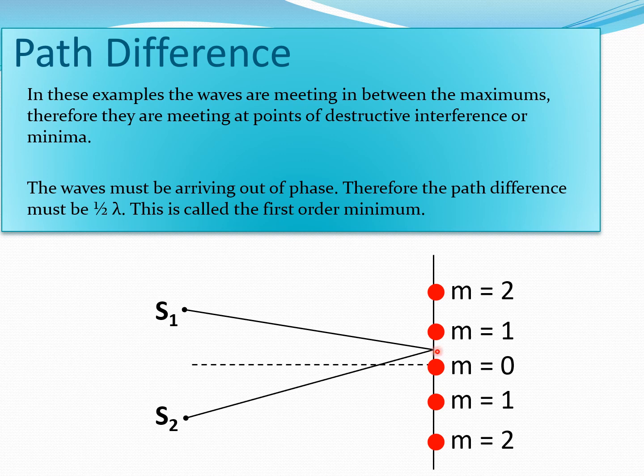Now, this will be important later on when we look at the equations that are associated with this: when you're looking at the first order minimum, you sub in m is equal to 0. As I said, this will become important in a second.